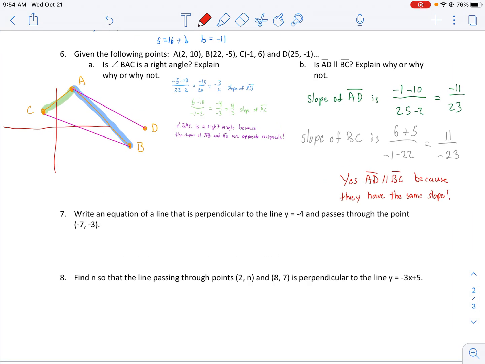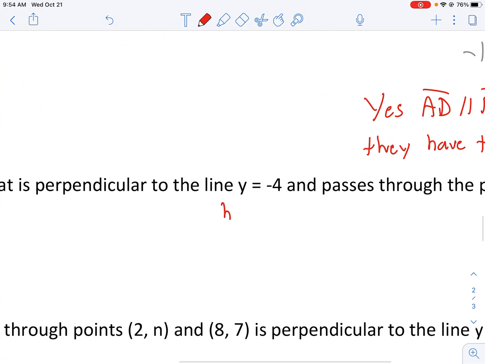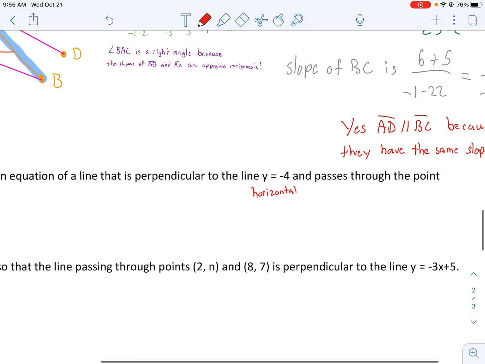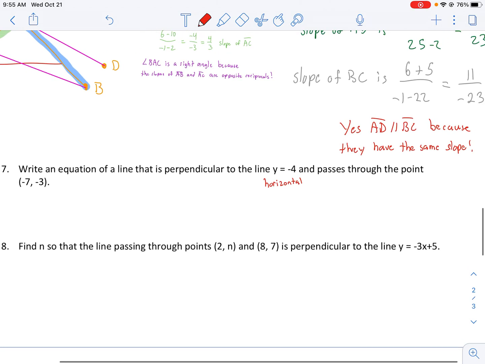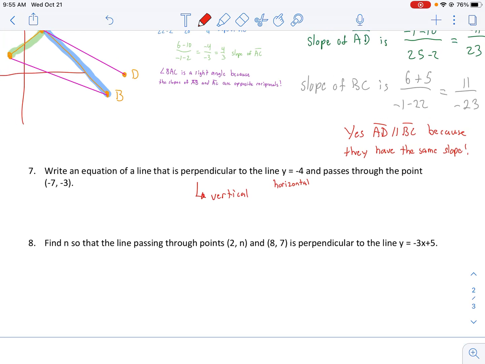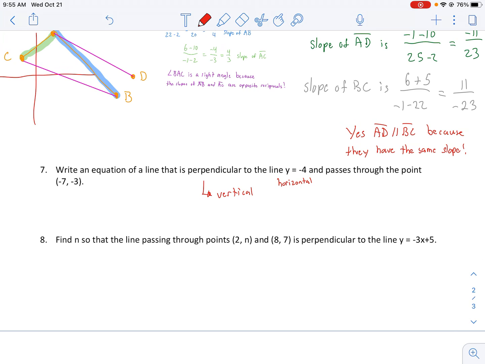Sweet. All right, number 7. Let's write an equation of a line that is perpendicular to the line y equals -4. Remember, y equals -4 is a horizontal line. A line perpendicular to a horizontal would have to be a vertical line. A vertical line is always just x equals. Looking at our point, which one's x? -7. So x equals -7 is the equation of that line.